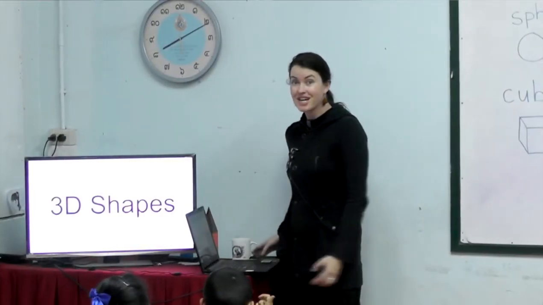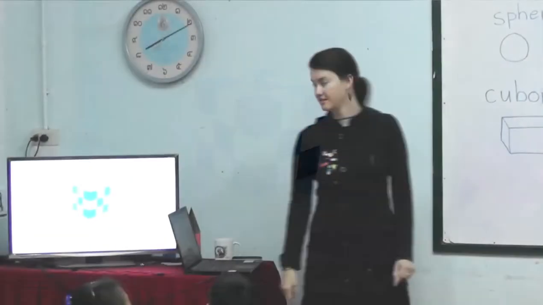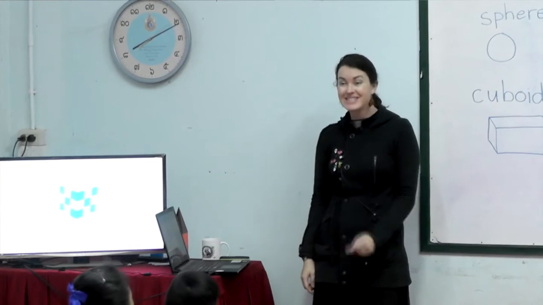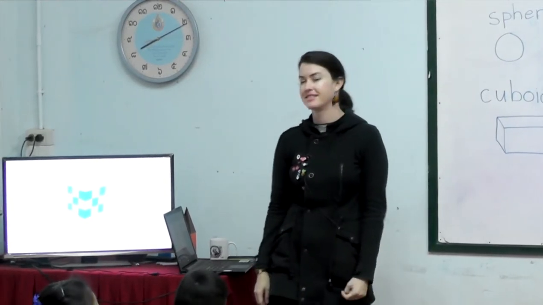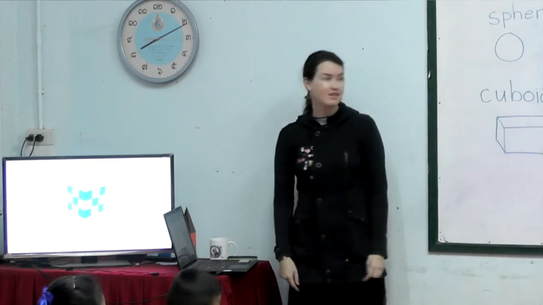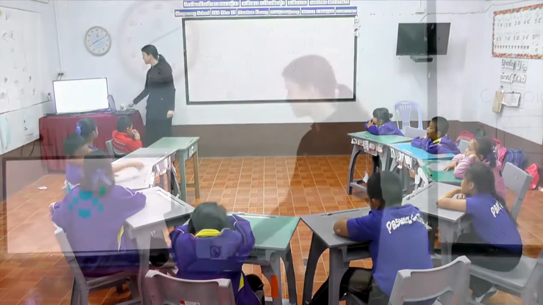Okay, let's review our shapes that we learned. What's this shape? Cube. Good job. Cube. Very nice, friends. You can take a clue by looking at our pictures here for our shapes over here.